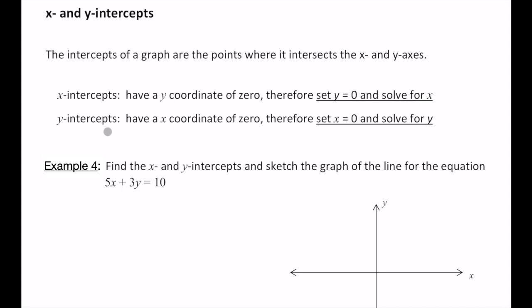So to find an x-intercept, we set y equal to 0 in the equation and solve for x. A y-intercept is a point on the y-axis, and any point on the y-axis has an x-coordinate of 0. So to find a y-intercept, we set x equal to 0 and solve for y. Let's try that in this example.